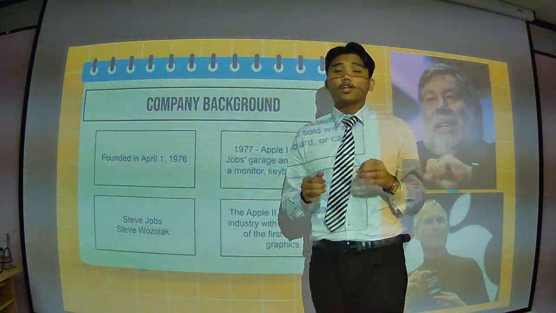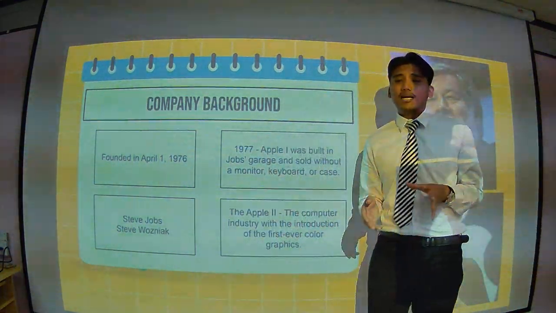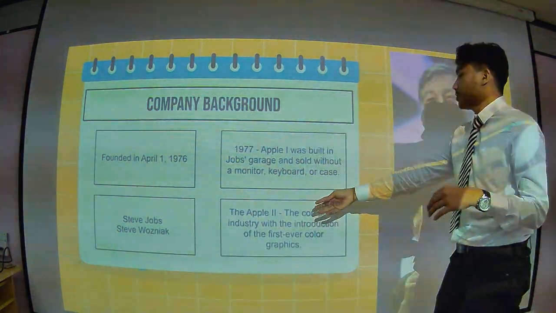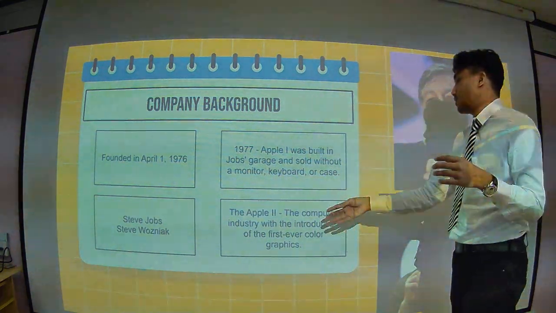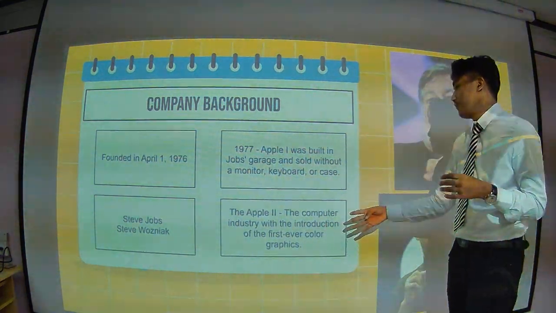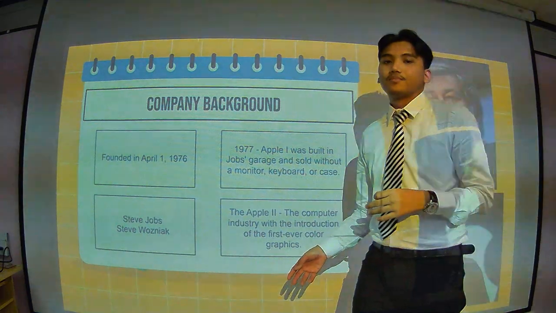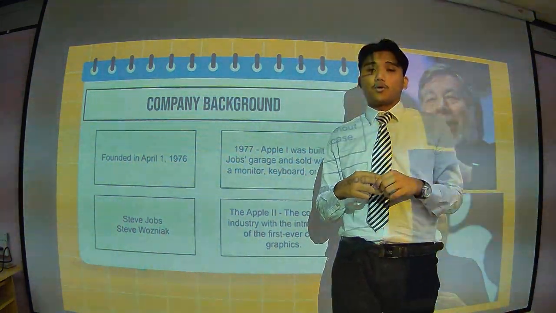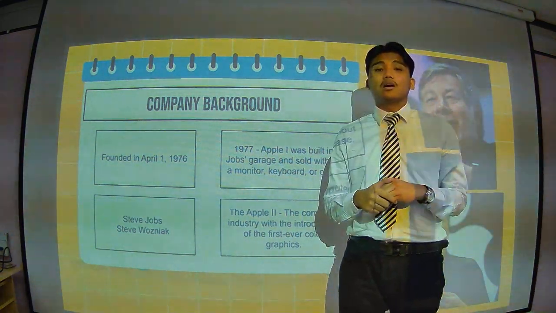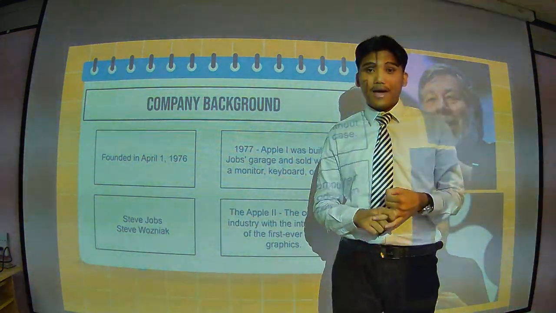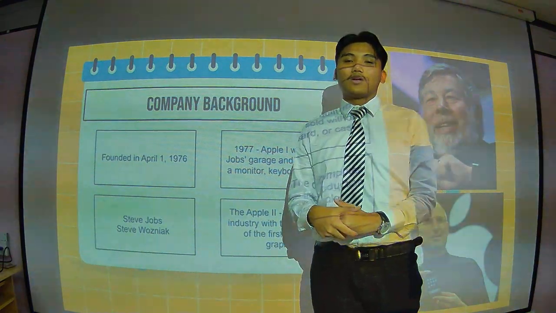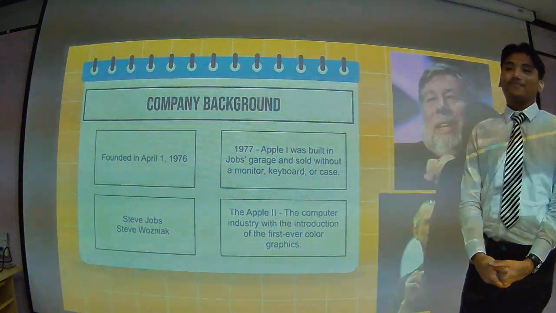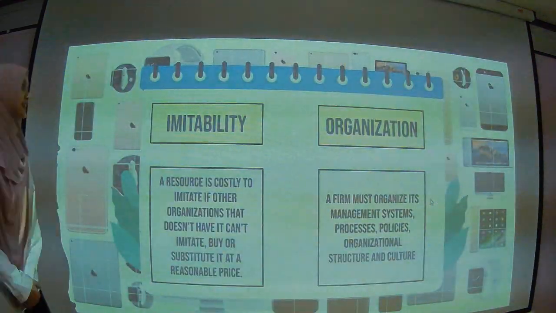Jobs and Wozniak started out building the Apple in Jobs' garage and sold them without a monitor, keyboard or casing, which they decided to add on in 1977. So the Apple II revolutionized the computer industry with the introduction of the first ever color graphics. Now, Apple has produced various products, not only iMac, but also iPhone, iPad, MacBook, and iPod. So, I'm going to pass to the next presenter. Next slide, please.